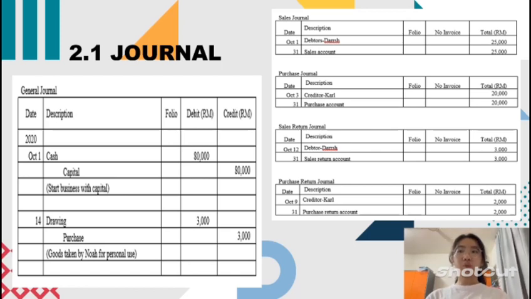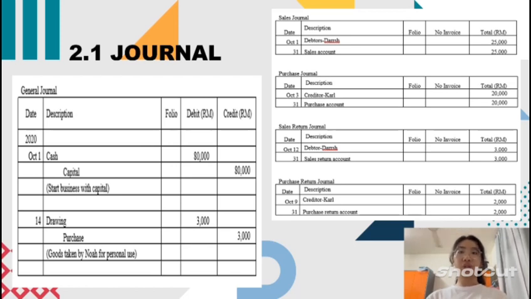So the capital will be credit side and cash will be debit side. On 14 October 2020, goods taken by Noah for personal use. So drawing will be debit side and the purchase will be credit side. Second, we have the sales journal. In the sales journal, we have one debtor, which is Dash, and the total in the sales journal is 25,000.